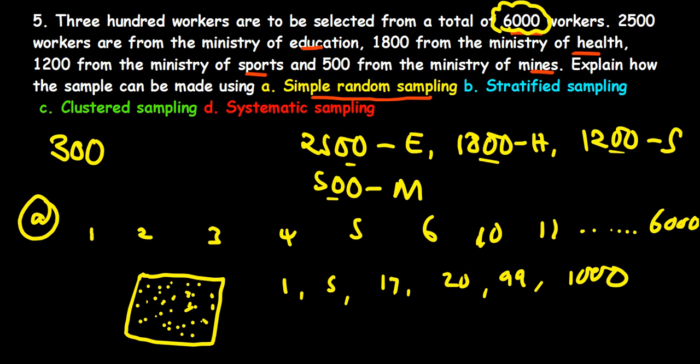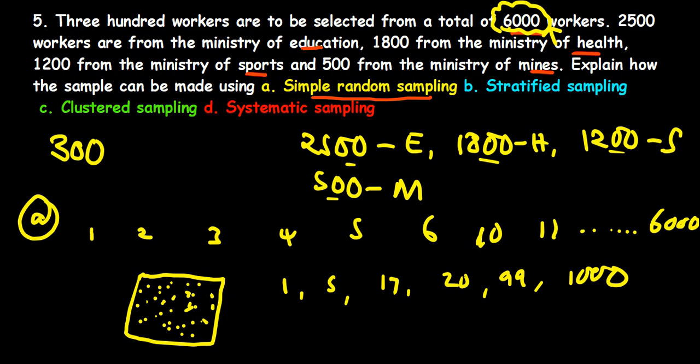When such a question comes, just explain whatever I've explained here. The first step is to assign all those workers that you have, in this case these 6,000 workers, a different number. It can also be letters, but letters are limited, because we only have A to Z. So the best one is to use the numbers.